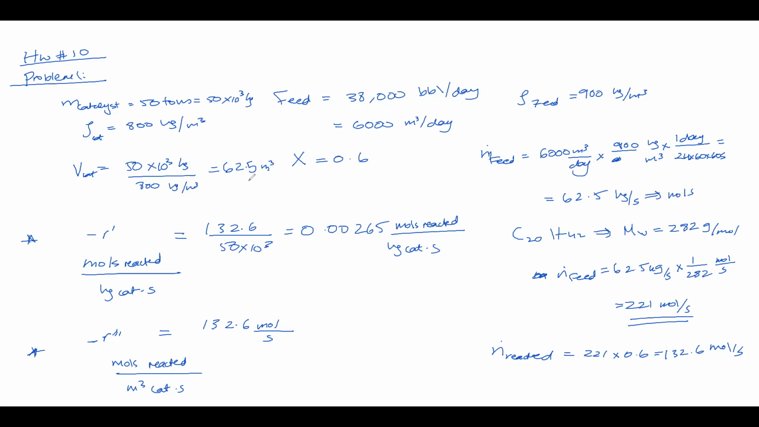meter cubed catalyst. So this multiplied by 1 over 62.5 meter cubed catalyst. And for the second number, I'm going to get 132.6 divided by 62.5, which is 2.12 moles reacted per second meter cubed.